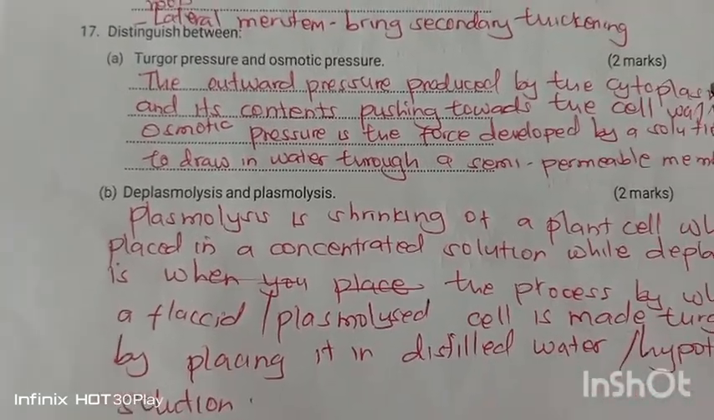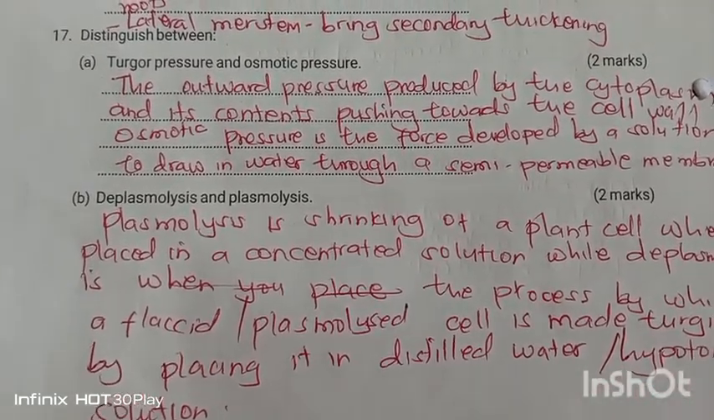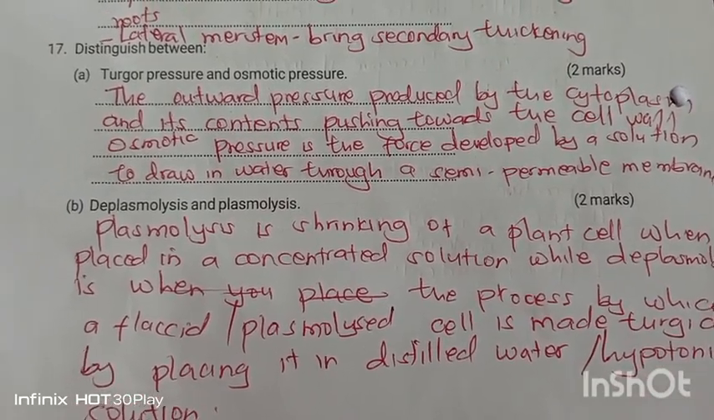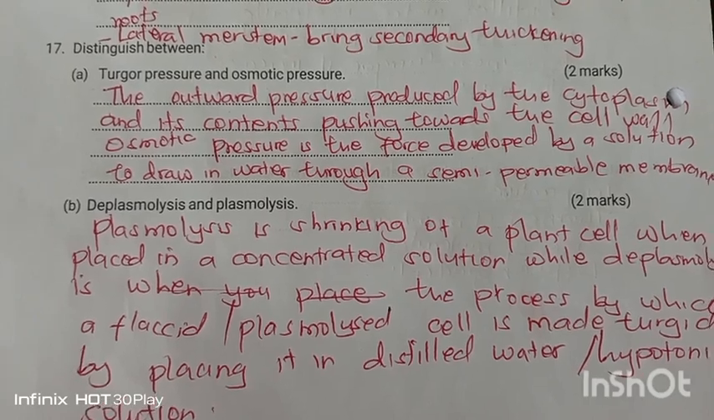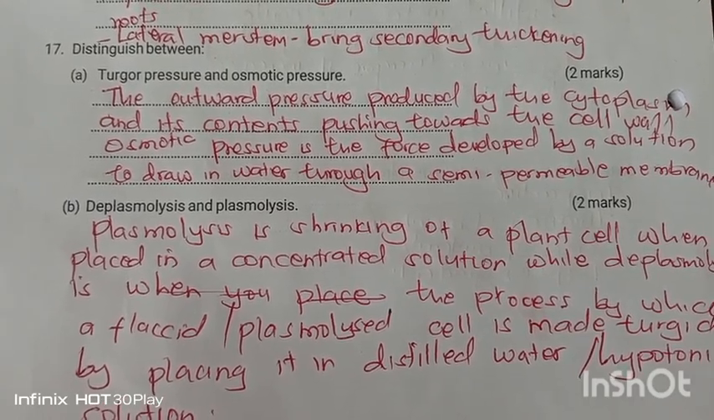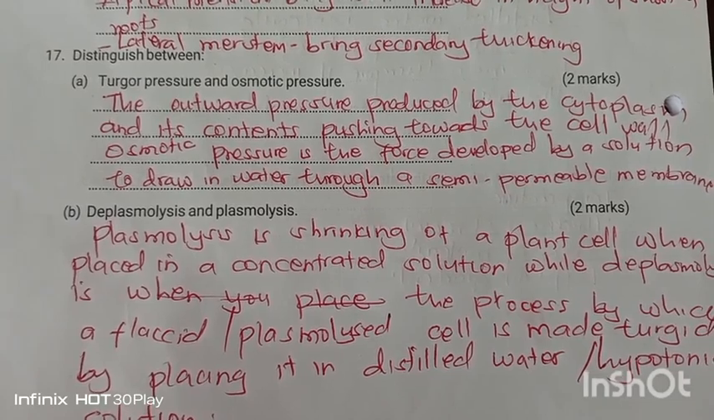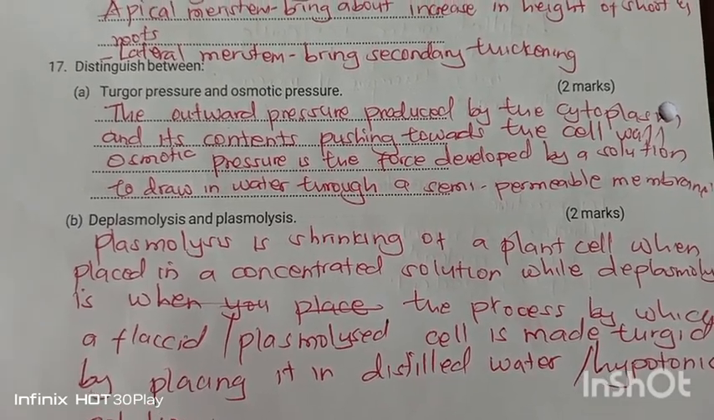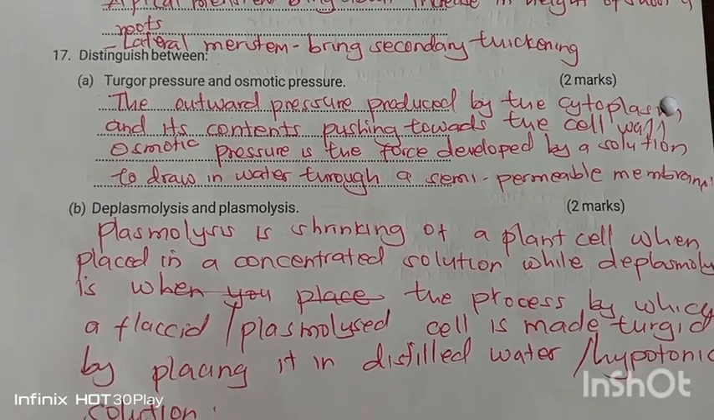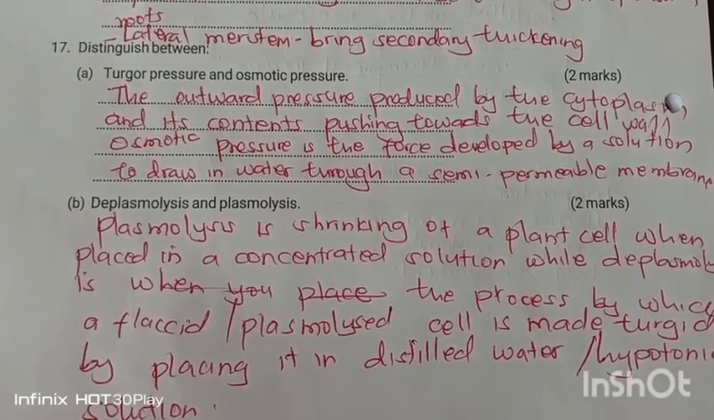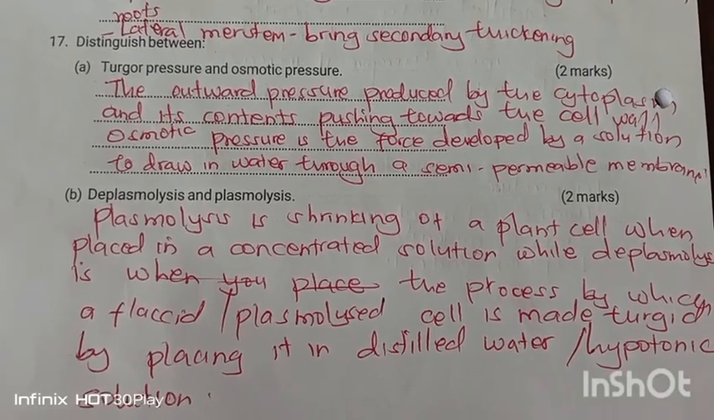The next question, you are asked to distinguish between turgor pressure and osmotic pressure. Turgor pressure is the outward pressure produced by the cytoplasm and its content pushing towards the cell wall, while osmotic pressure is the force that is developed by a solution to draw water through a semi-permeable membrane.